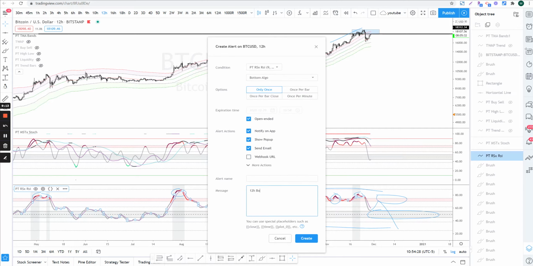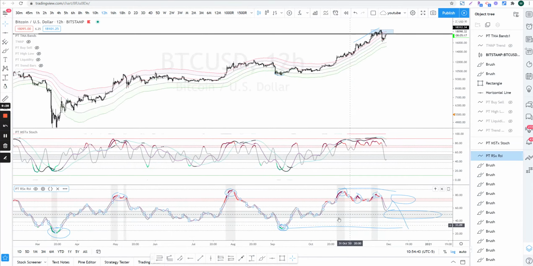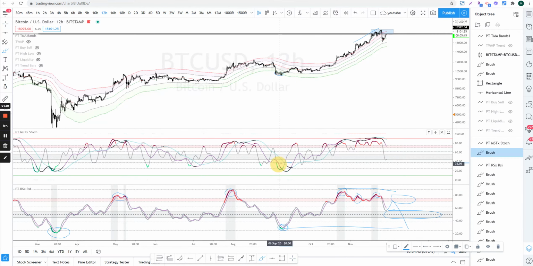12-hour bottom RSX algo fire. Long this Ponzi. That's it. Very simple, man. Very, very simple. Only once. You get that? You long. Especially if you have confidence that your stoke bottomed out too.